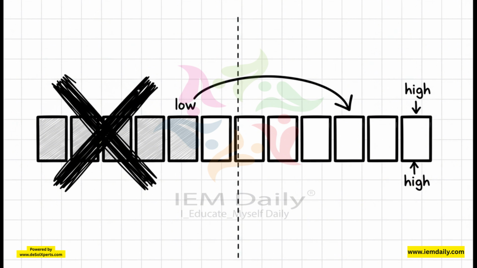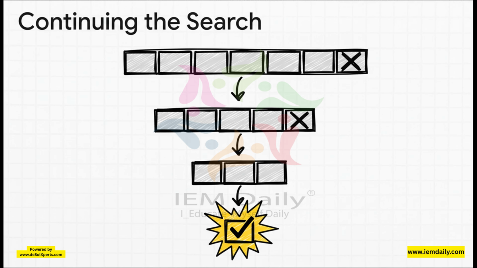So what do we do? We just slide our low pointer up to where the middle was, and we get ready to go again on this much smaller list. And from here, we just rinse and repeat. It's the same exact process. In our new, smaller zone, the middle value is 62. Our target, 42, is smaller, so we toss out the entire right half.